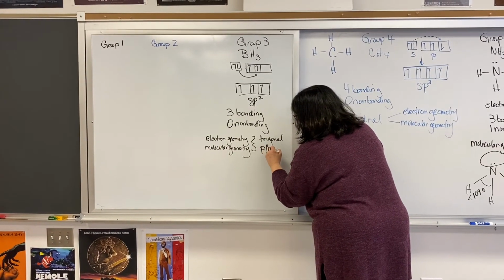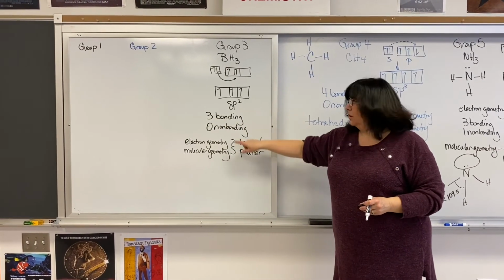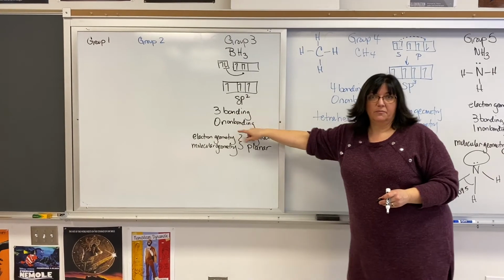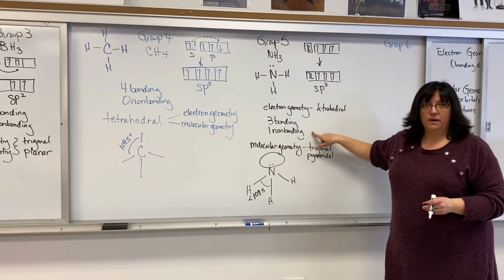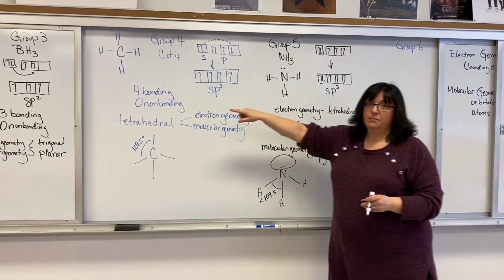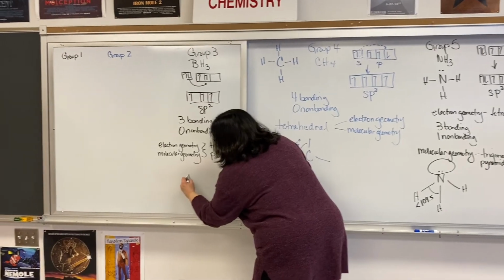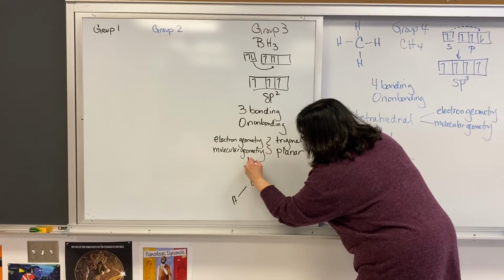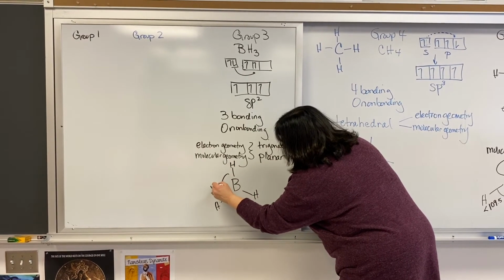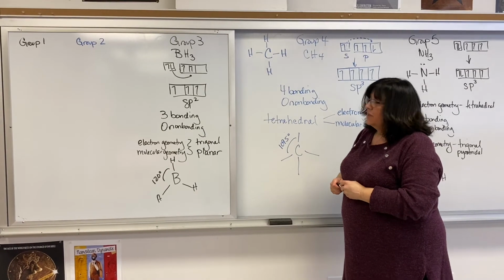trigonal planar. So planar when I have 0 non-bonding, pyramidal when I have 1 non-bonding, and 3 bondings in both cases. Okay, so I'm going to draw this at a 120-degree angle. So that's group 3.